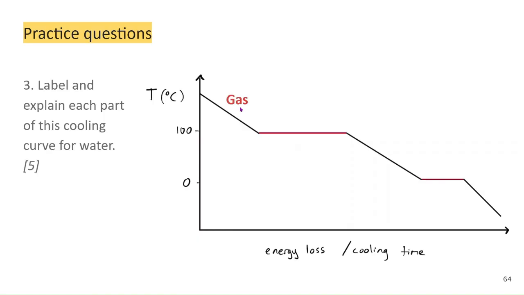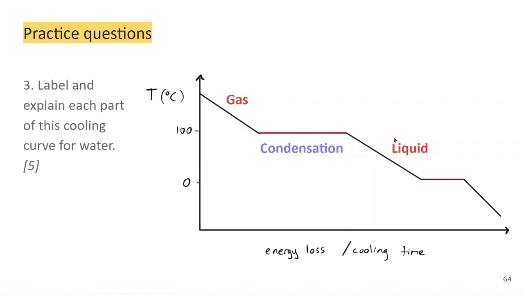So this first part's a gas, right? It's a gas cooling. The particles in the gas are losing kinetic energy as the heat's transferred to surroundings. Then we get to condensation, right? Gas is becoming a liquid. And the temperature stays constant because the heat is released within the substance as intermolecular forces partially reform.